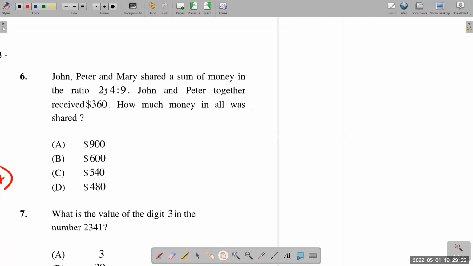We have another ratio question. John, Peter, and Mary shared a sum of money in the ratio 2:9. Question: how much did Peter get? How many shares did Peter get?